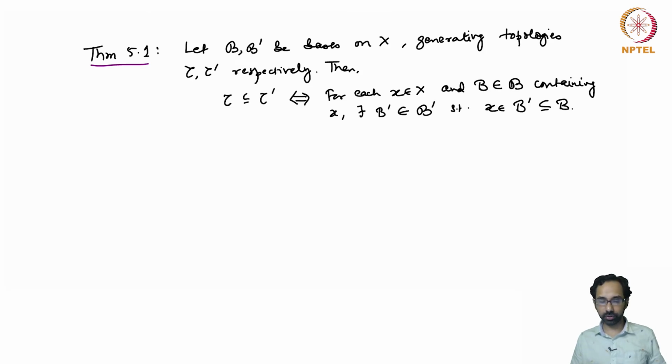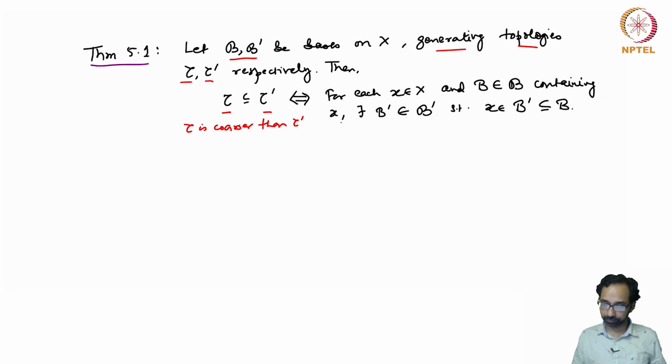The theorem we want to use for this is the following. Suppose that B and B prime are two bases on the same set X, and they generate topologies tau and tau prime respectively. So B generates tau and B prime generates the topology tau prime. Then I say that tau is coarser than tau prime, which is just this inclusion, tau as a subcollection of tau prime.